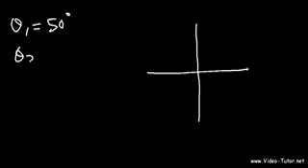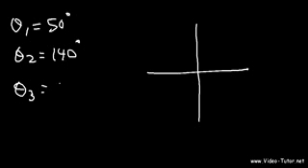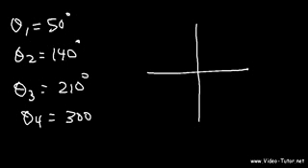So let's say we have four angles: 50 degrees, 140, 210, and 300. 50 is approximately right there. The reference angle is the angle between this vector, or this line right here, and the x-axis. So that's basically this angle. In quadrant 1, the reference angle is the angle in quadrant 1.